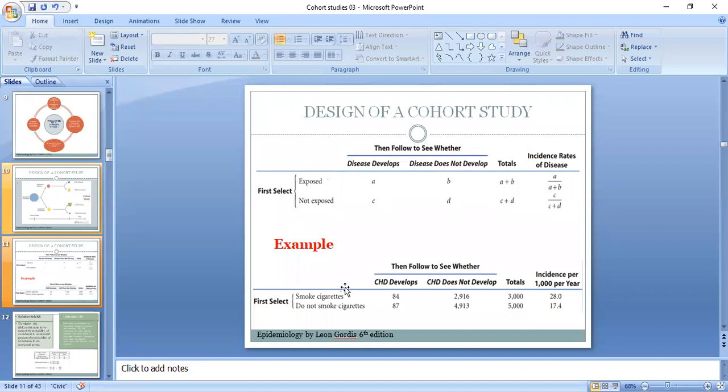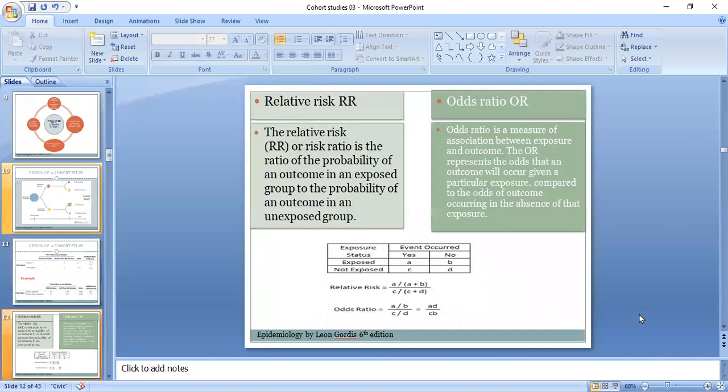Let us take a familiar example of cigarette smoking and the development of coronary heart disease. The investigator will first divide the population based on exposure to the risk factor, for example, those who smoke cigarettes and those who do not smoke cigarettes, and then follow up to see whether they develop coronary heart disease or not. Then the incidence is calculated by dividing the persons who develop coronary heart disease by the total number of persons who smoke cigarettes. Similarly, the incidence per thousand per year can be calculated for those who don't smoke cigarettes. And I am going to discuss here briefly the relative risk and odds ratio.